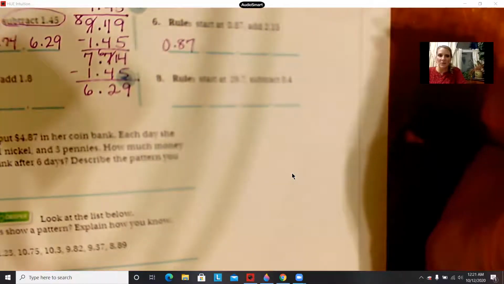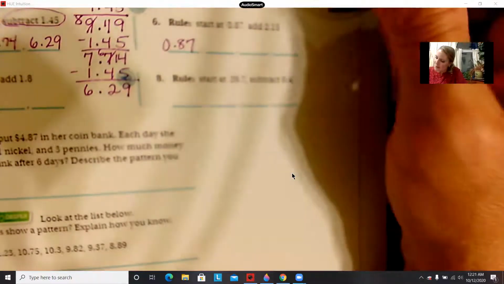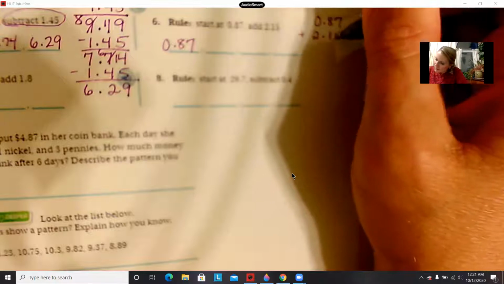All right, let's do number 6 together. If you are staying with me, it says start at 87 hundredths, and my rule is to add 2 and 15 hundredths. Alrighty, so let's start at 87 hundredths. Write it nice and neat. I'm getting a little blurry here. I'm not sure why this is blurring up for me, but I'm sure you could still see it a little bit. You have your nice book. Okay, add 2 and 15 hundredths.